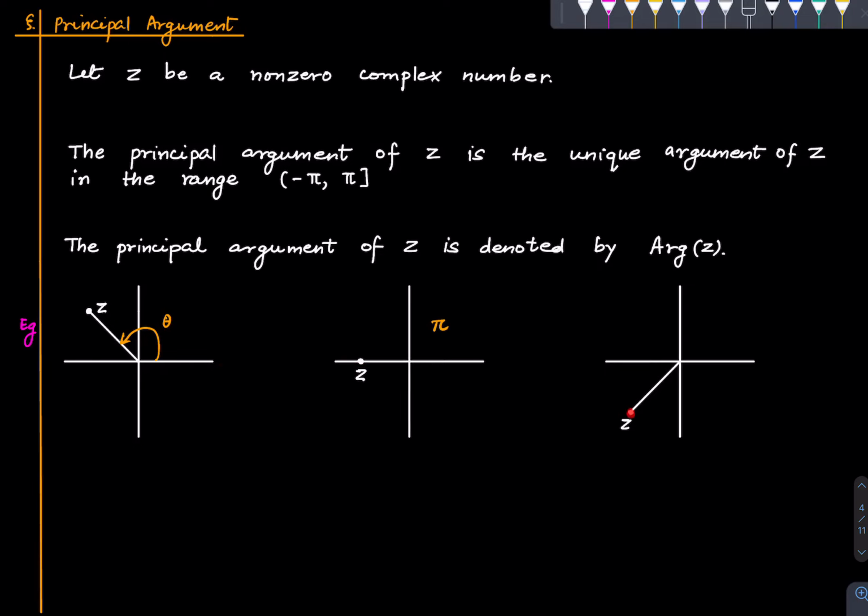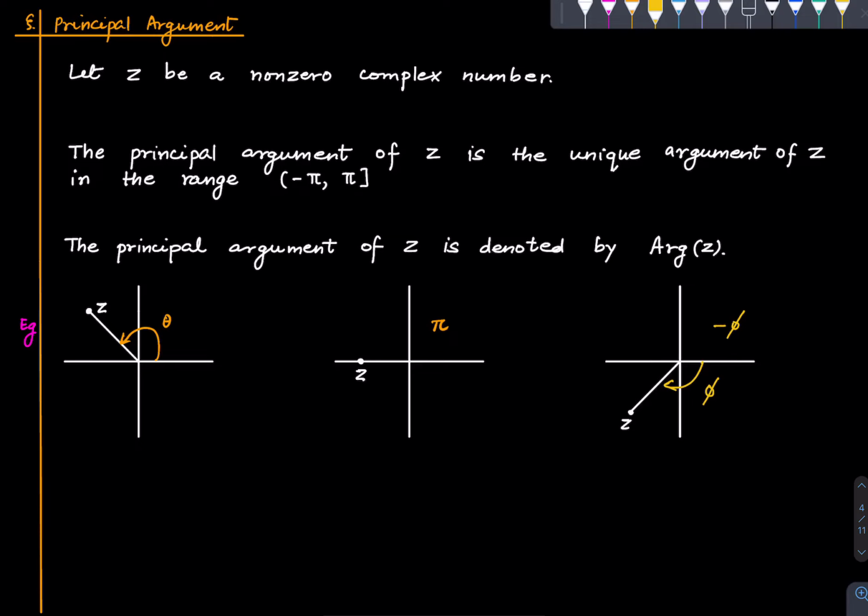What about this one? It's not this. This is greater than pi, so this is not the principal argument. The principal argument is the negative of this angle. So if this angle is phi, then the principal argument is minus phi. So it's a very simple concept, nothing to get confused about.